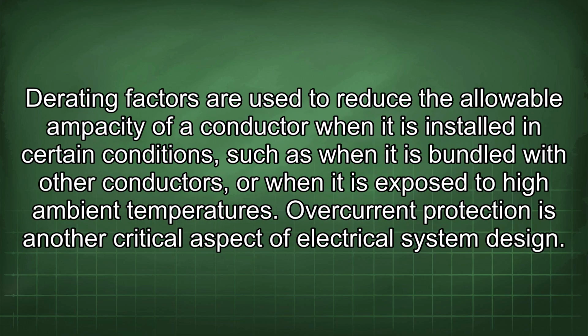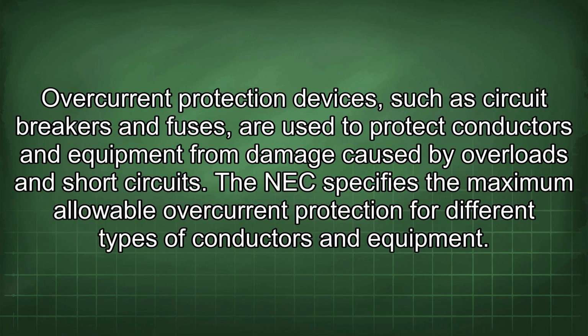Derating factors are used to reduce the allowable ampacity of a conductor when it is installed in certain conditions, such as when it is bundled with other conductors, or when it is exposed to high ambient temperatures. Overcurrent protection is another critical aspect of electrical system design. Overcurrent protection devices, such as circuit breakers and fuses, are used to protect conductors and equipment from damage caused by overloads and short circuits. The NEC specifies the maximum allowable overcurrent protection for different types of conductors and equipment.